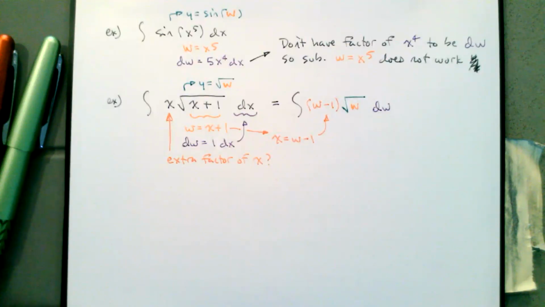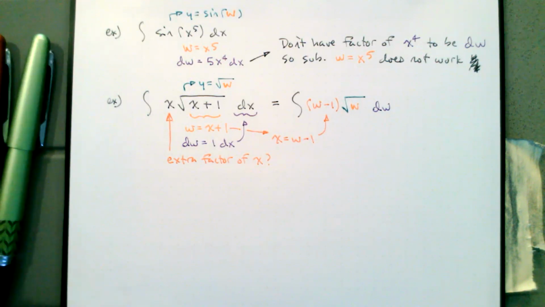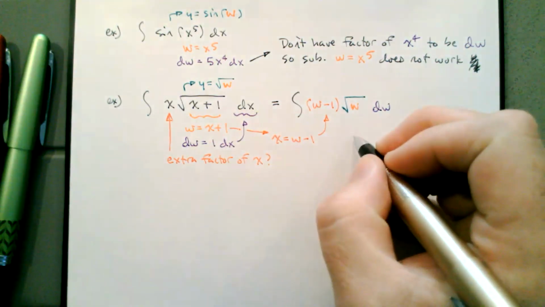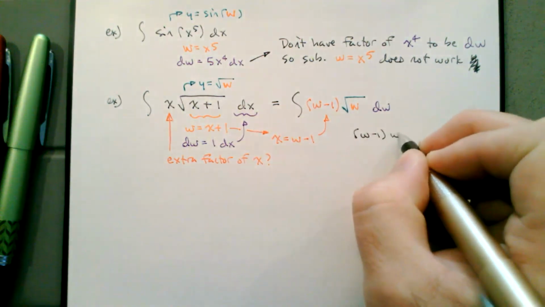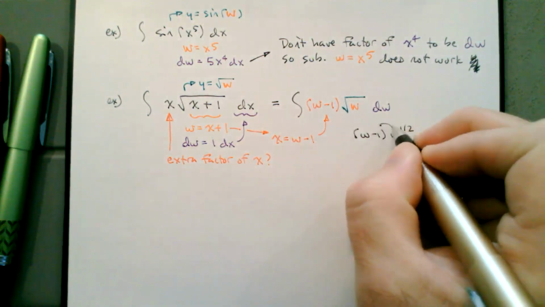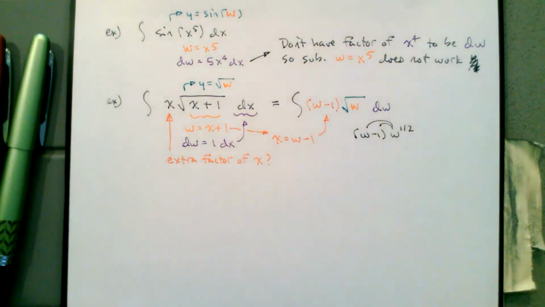Now this looks similar to what we had before. There's still a square root and there's still this linear factor. The important thing is the linear factor with 2 terms is no longer sitting under the radical. The radical part is just a w to the 1/2 power. So I can read this as w minus 1 times w to the 1/2 power, and then just use the distributive property because multiplication distributes over addition.